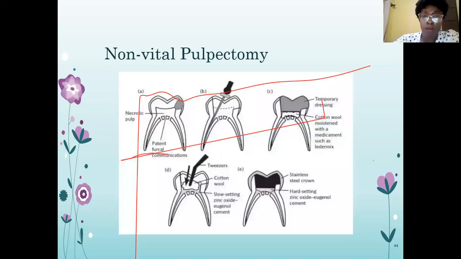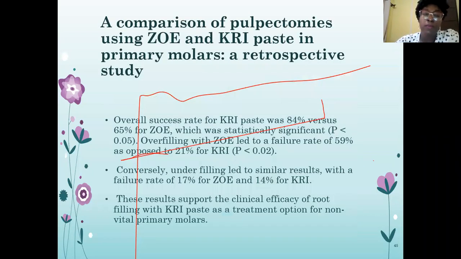This is just a pictograph to show the process that you take when you are doing your pulpectomy. So this is a study that was done comparing Zoe and KRI. And as I said before, the success rate with KRI is 84%, while 65% for zinc oxide eugenol. And actually, overfilling with Zoe led to a failure. You should not overfill. That's why you stop before the radiographic apex of the tooth.